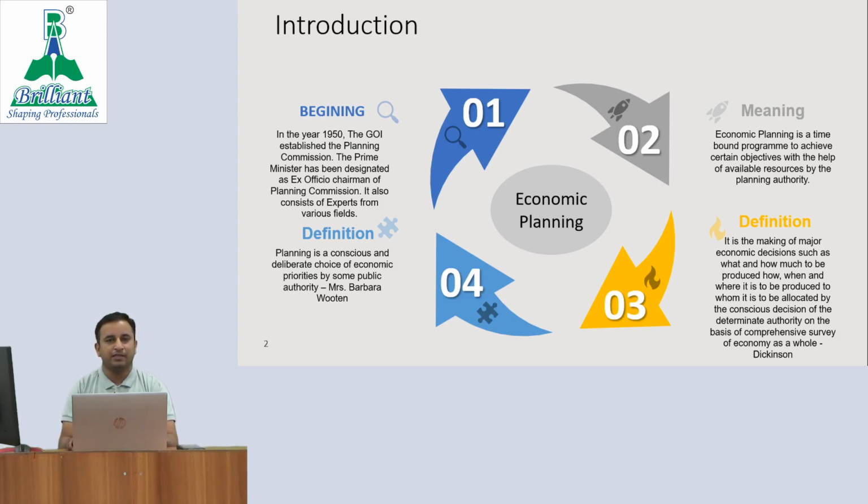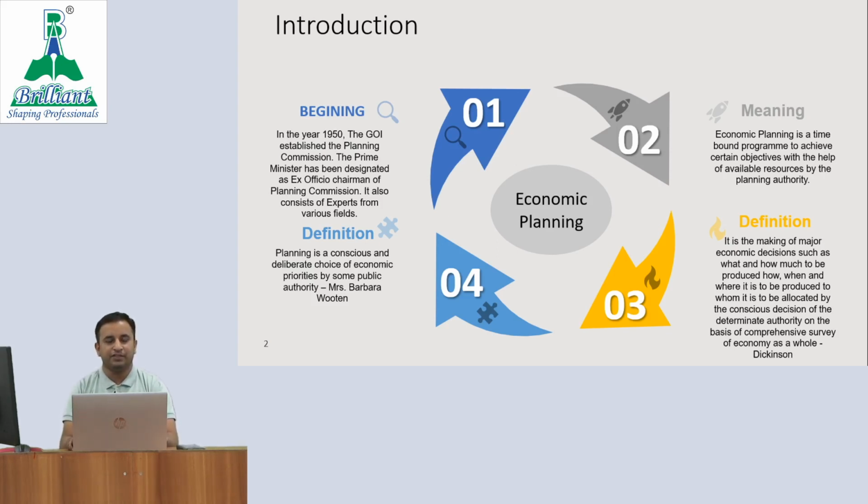Economic planning is a time-bound program to achieve certain objectives with the help of available resources by the planning authority. So, economic planning is a time-bound process first. Second, it is meant to achieve certain objectives. Third, this achievement of objectives will be done with the help of available resources, and the entire process will be monitored by some sort of authority.